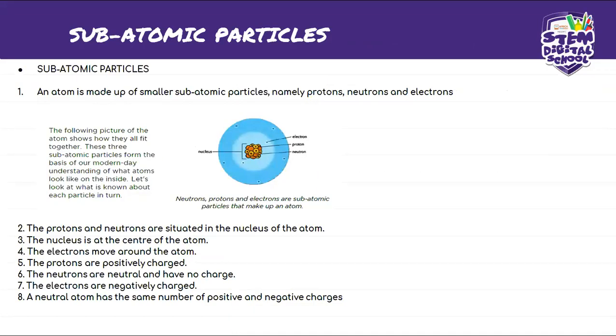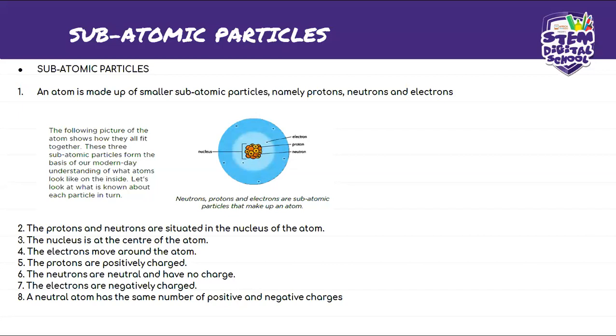Okay, so we looked at the subatomic particles. Also, what is a subatomic particle? The subatomic particles are particles that make up the atom, and they are the electron, the proton, and the neutron. So we said point 2, the protons and neutrons are situated in the nucleus. It means that we can only find the proton and the neutron inside the nucleus. The nucleus is at the center of the atom. The electrons move around the atom.